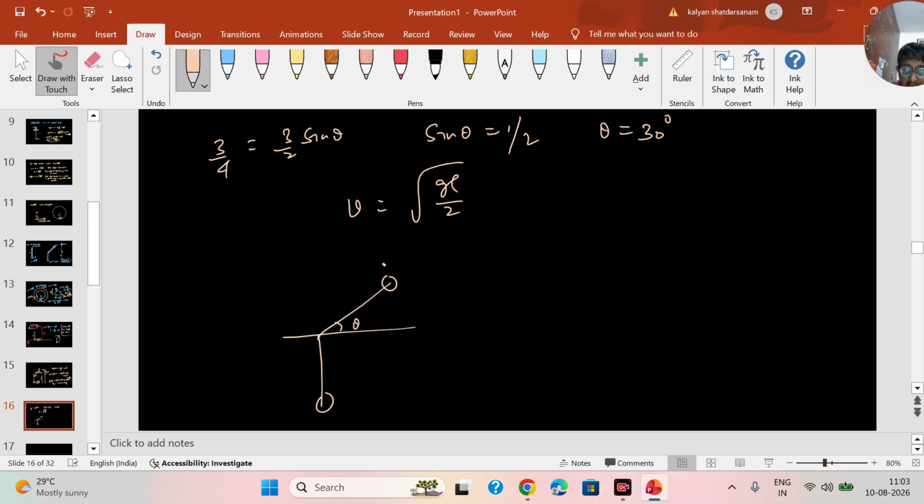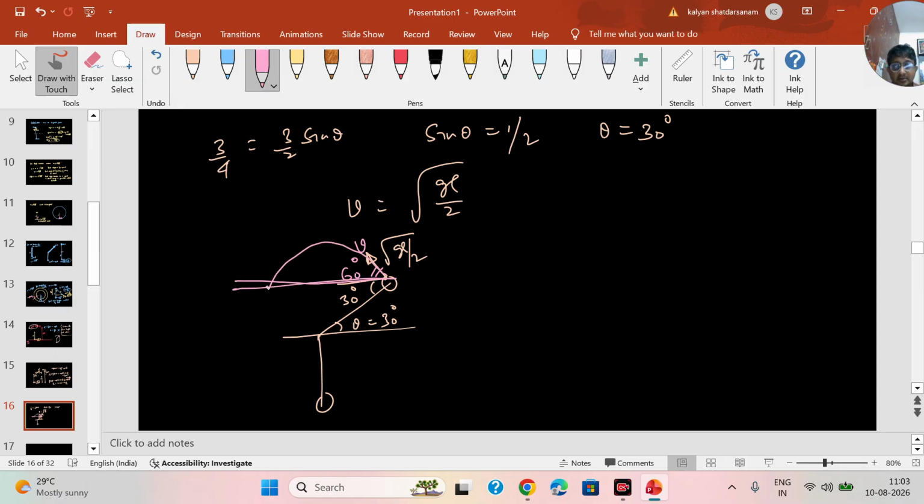This angle is theta, and V is root GL by 2. This angle is also theta, which is 30. And it just lost tension. Still the velocity is perpendicular to the radial direction because it is just about to end the circular path. In a circular path, velocity and radius make 90 degrees. So this angle will be 60. So it's like a projectile projected at 60 degrees to the horizontal, and you have to get the maximum height here. That maximum height is V square sine square theta by 2g.